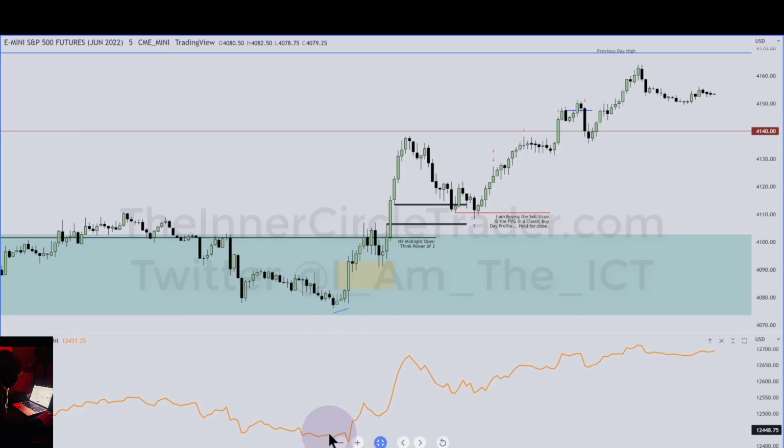SMT divergences here. You see that? SMT divergences here. Lower low, higher low. Here we have the lower low in NASDAQ, higher low in S&P. That sets the stage for that run higher. Okay?